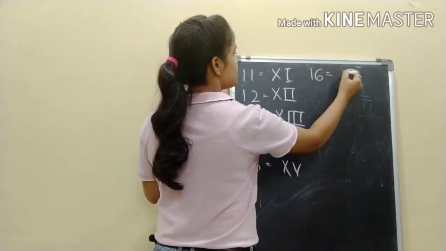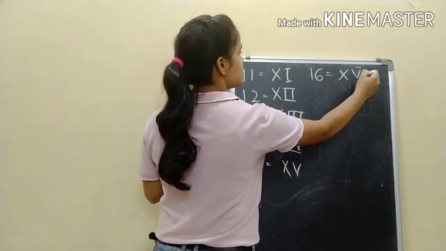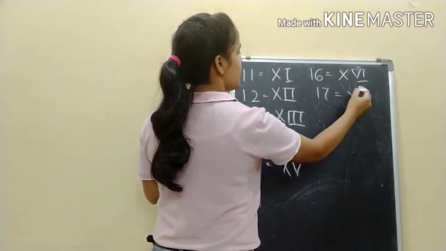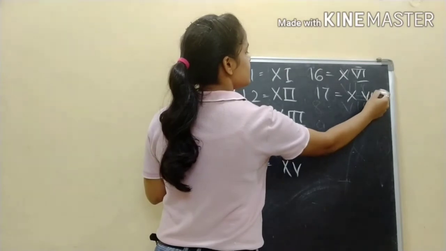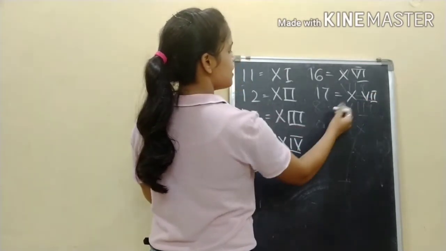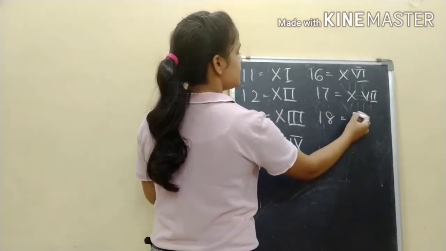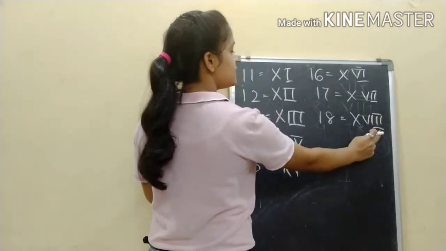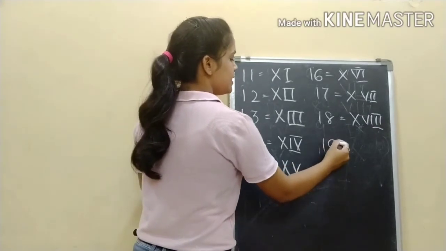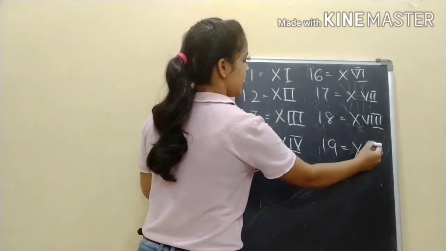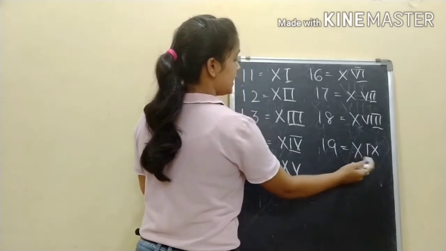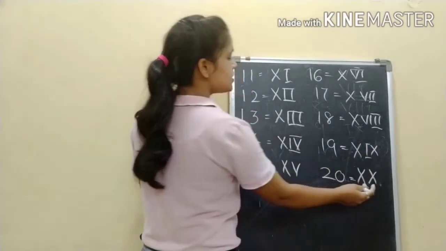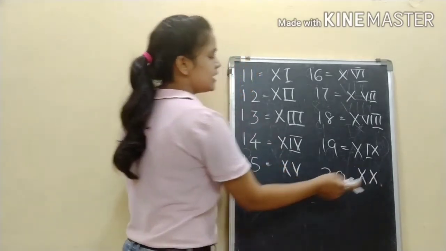Number 16 is represented as X and 6, that means 10 and 6. Number 17 is represented as X and 7, that is 10 plus 7. Number 18 is represented as X and 8, that is 10 plus 8, it is 18. Number 19 is represented as X and 9, that is 19. Number 20 is represented as 2 X's, that is 10 plus 10, that is 20.